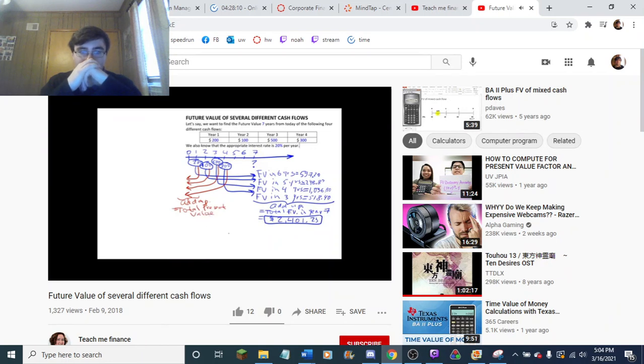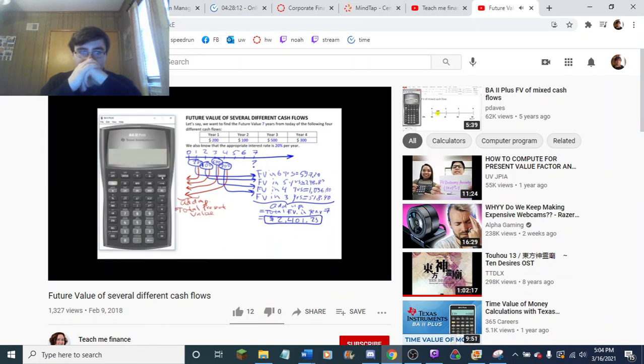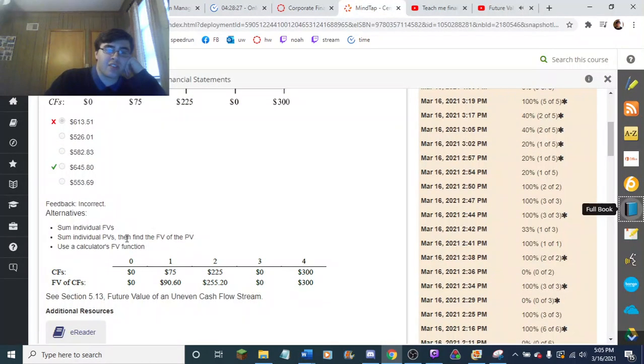How can we do this in the calculator? When we want to find the present value of multiple cash flows, the easiest way to do it is using what is called the cash flow keys. Press the button cash flow. Cash flow 0, we leave it at 0 because there's nothing going on in year 0. I press enter.